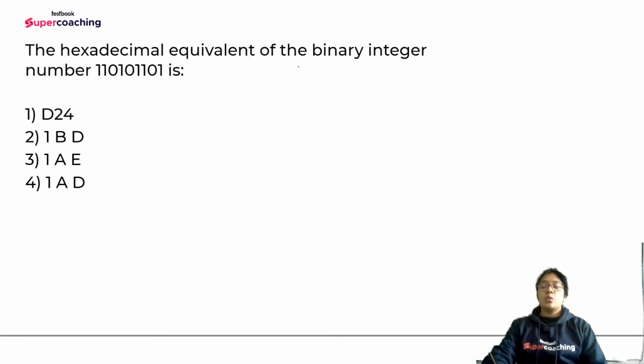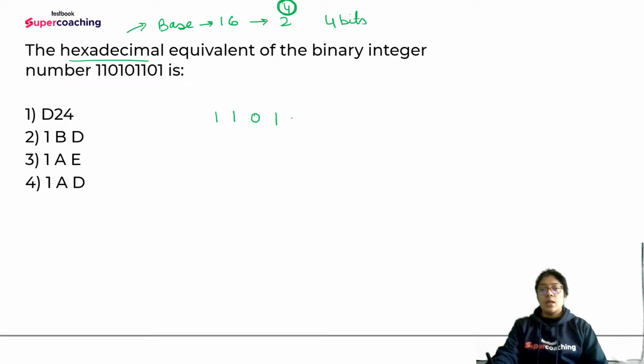The hexadecimal equivalent of the binary integer. You are given with the binary integer and you have to represent this in the hexadecimal. I guess this is the simplest question. क्या करना है? अगर hexadecimal है, hexadecimal means base is 16. 16 means 2 raised to power 4. 2 raised to power 4 means each digit will be represented with 4 bits. तो यानी कि जो आपको बाइनरी नंबर दिया हुआ है उसको आपको ग्रुप्स में डिवाइड करना है by considering 4 bits in one group. So it is 1101 01101.